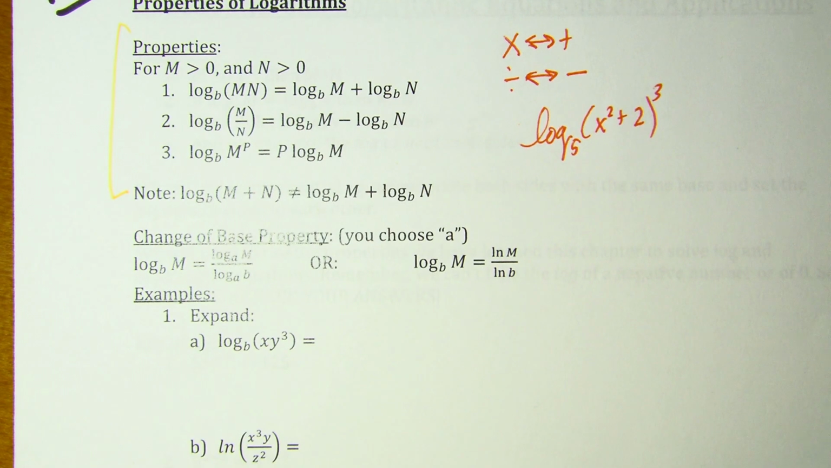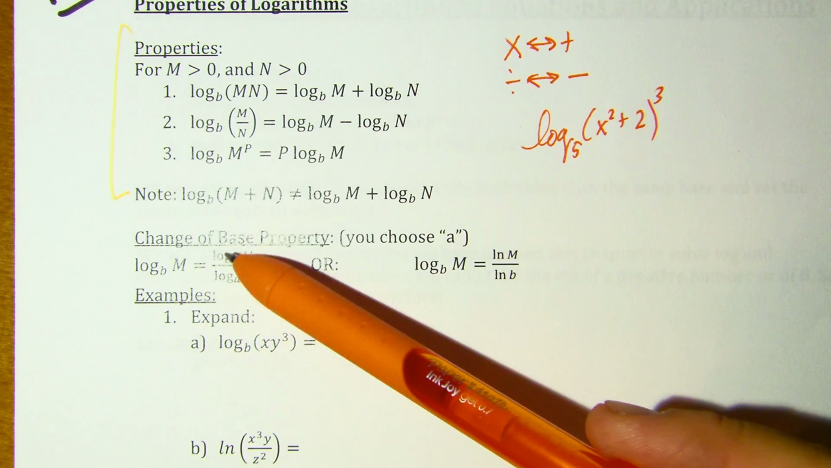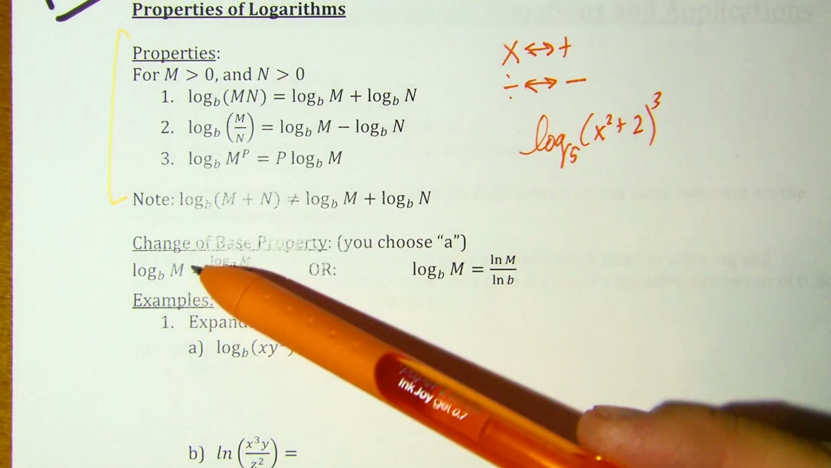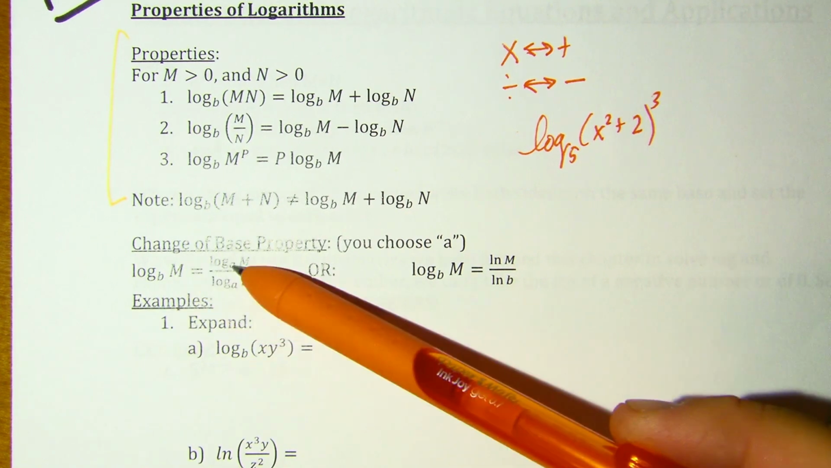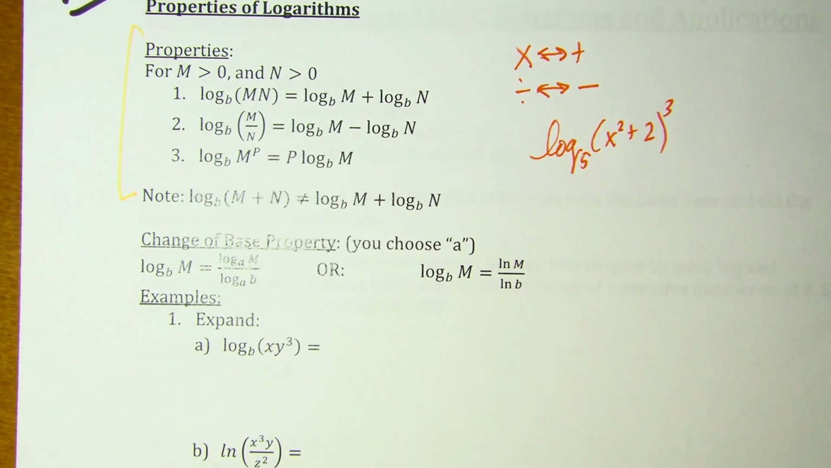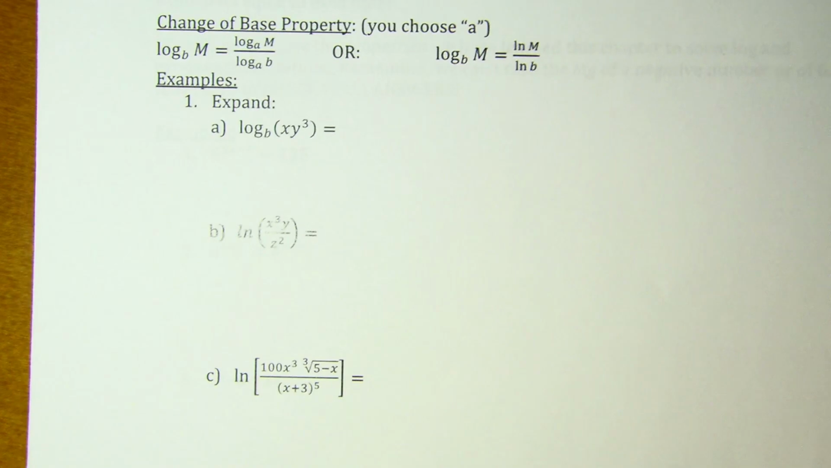One more thing that we don't use a whole lot anymore, and that's because graphing calculators now typically allow you to change the base, but they used to not do that. You used to have to use what's called the change of base property in order to use a calculator. So the change of base property allows you to change the base to whatever you want or change it to natural logarithms. So first we're going to look at some examples where we are expanding logarithms.